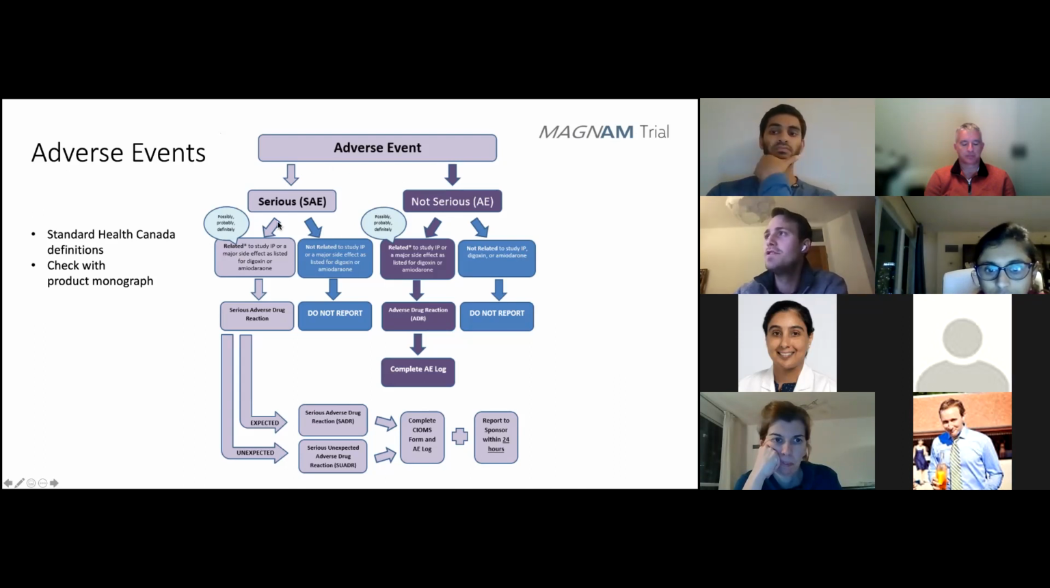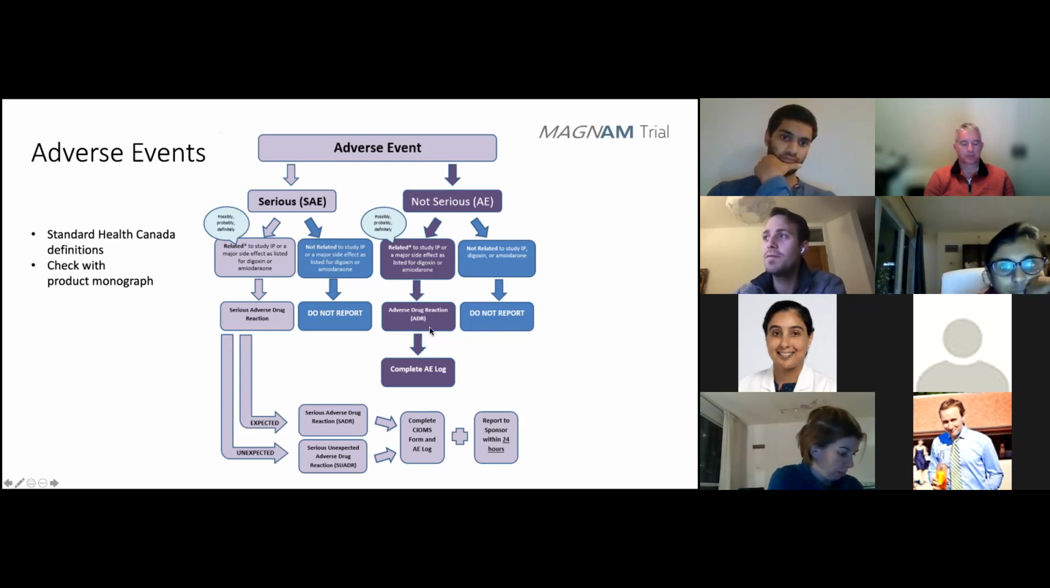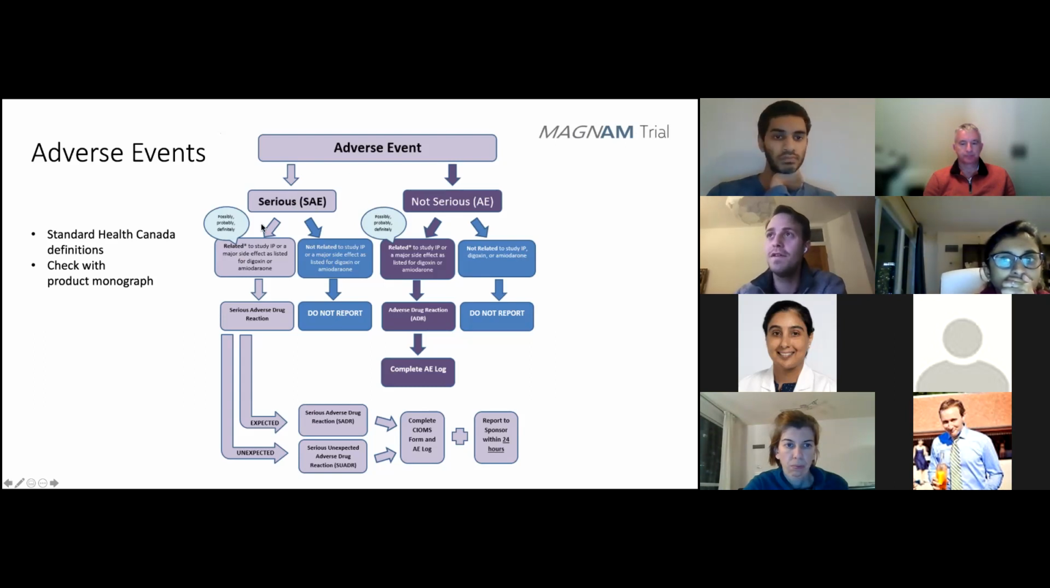This is our general diagram. If a non-serious event happens and you don't think it's related to any of the study drugs or whichever arm they're in, then this is something you wouldn't report. If you think it's possibly or definitely related to any of the study drugs, then you would complete the adverse event log. Same thing for serious adverse events. If you don't think it's related, and it's not listed in any of the product monographs as a side effect, then you wouldn't report it. If it is, and you think it's related to the drug, then you would report that.